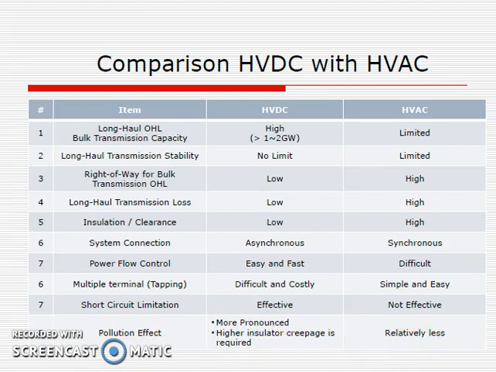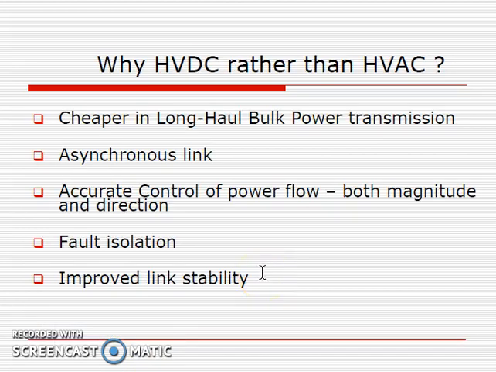Relatively less in HVDC. Why HVDC rather than HVAC? It is cheaper in long bulk power transmission. Asynchronous link. Accurate control of power flow, both in magnitude and direction. Fault isolation. Improved link stability.